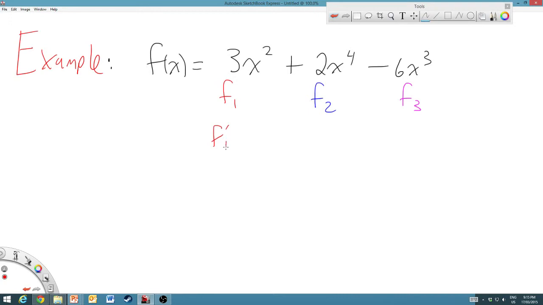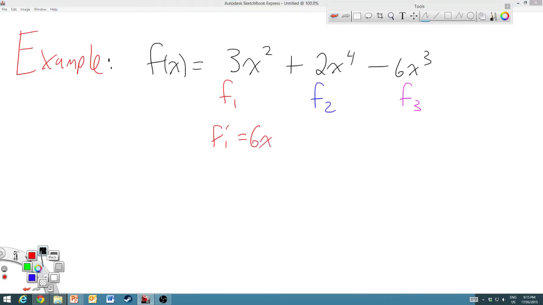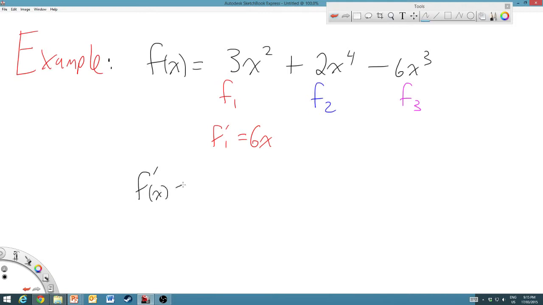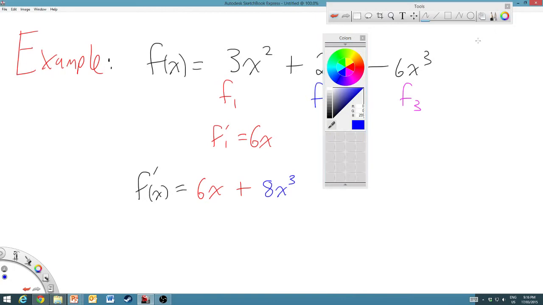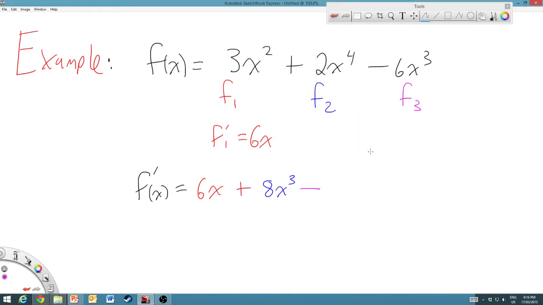Okay, so f1, f prime of 1 is going to be, well, I'll just take the derivative of that, so this is going to be 6x. Okay, so the first part of f prime of x is going to be the derivative of f1, so this will be 6x. Okay, plus, then we take the derivative of f2, this will be 8x, and then 4 minus 1 is 3. Okay, and then f3, this will be minus, again, if you're forgetting what's going on, bring the 3 down, so it'll be 3 times 6.